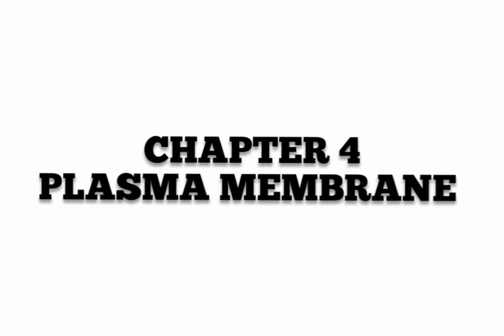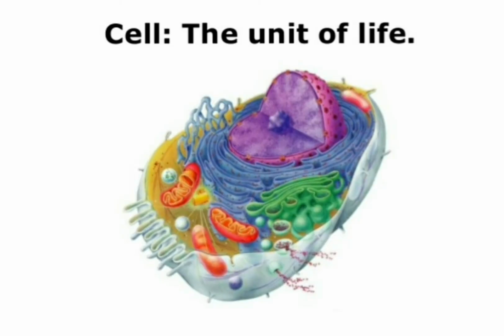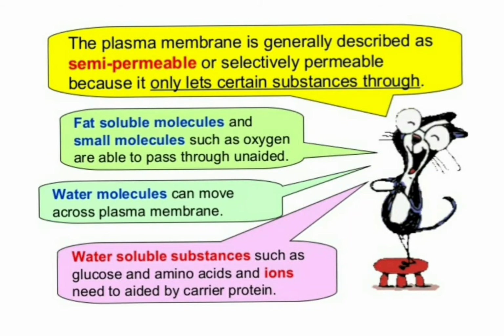Hello students, we are into a new chapter, chapter 4, plasma membrane. You have already studied about cells. You know that cell is the basic unit of life. You have studied about the different parts of the cell and their specific duties. Now it is very interesting to know that some substances pass through the cell. So this is a wonderful mechanism that the cell can carry out.